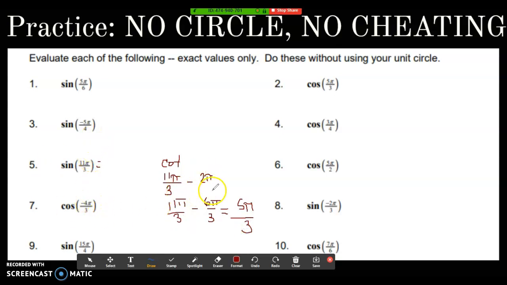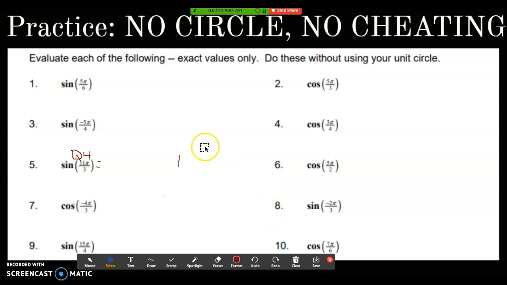And so we know that 5 pi over 3 and 11 pi over 3 are coterminal, meaning they stop in the same spot. So that means that 11 pi over 3 is going to be in quadrant 4. Let me go ahead and clear this out so we have some space here. Since this is going to be in quadrant 4, my next step is thinking about what my reference angle is.